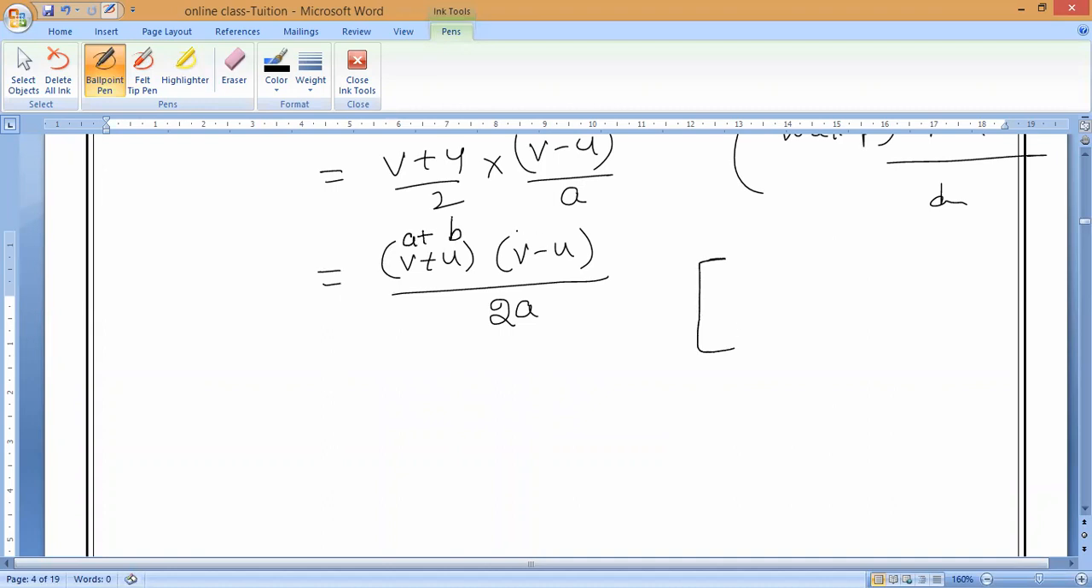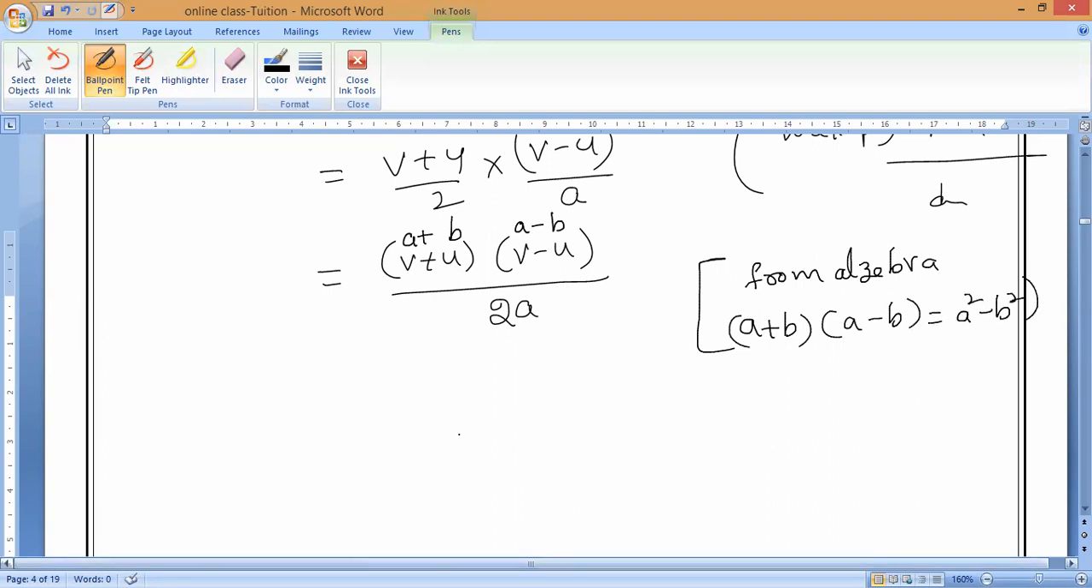Now this is similar to a plus b bracket a minus b. From the algebra identity, a plus b into a minus b is equal to a square minus b square. So s is equal to, instead of a plus b, can I write it this way: v square minus u square divided by 2a.